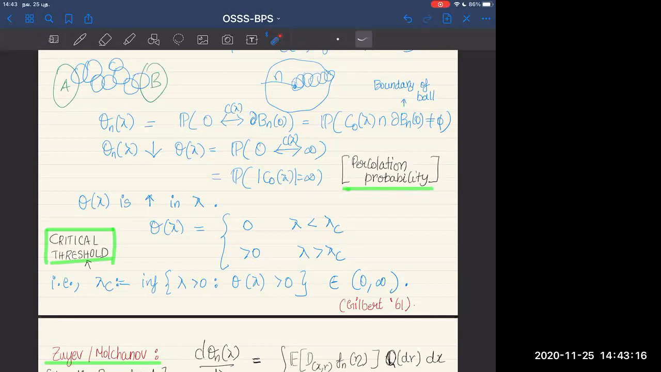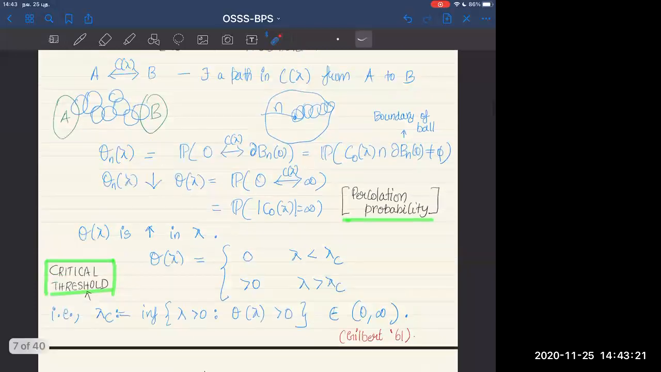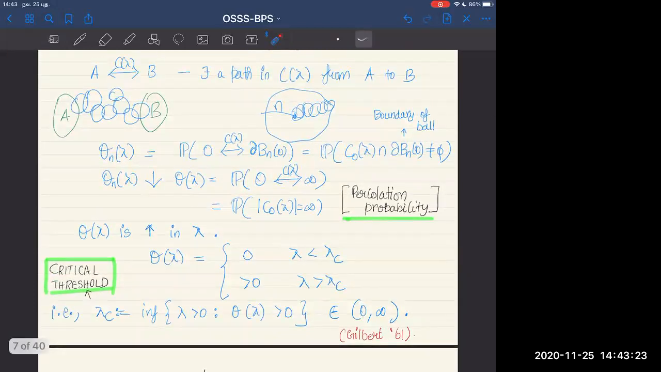Now let me introduce some tools and put together how I can understand. I want to understand when theta of lambda is 0, how fast is theta n of lambda decreasing to theta of lambda, which is 0? How quickly does theta n of lambda decrease to theta of lambda? This is what I'm interested in. Let me speak about this next and introduce how one proves it classically and what we try to do. This will be the major part of the talk.